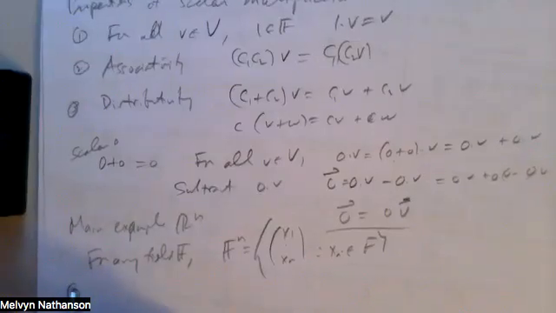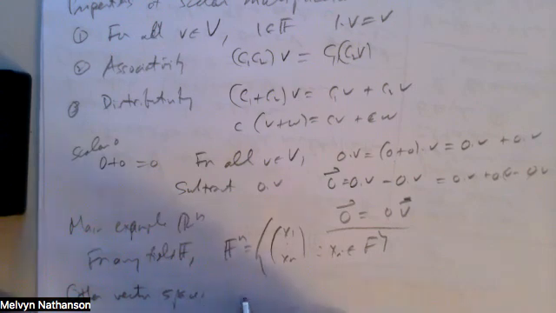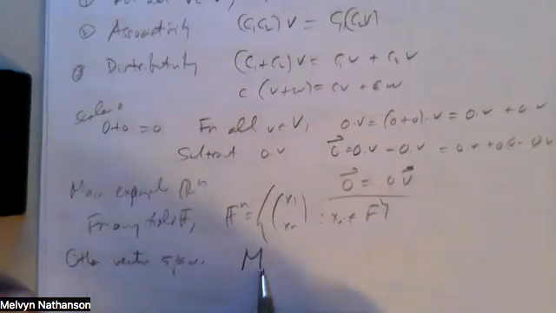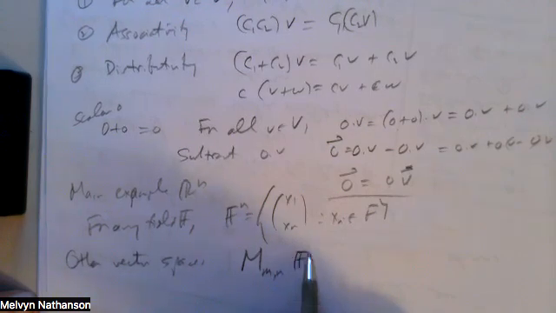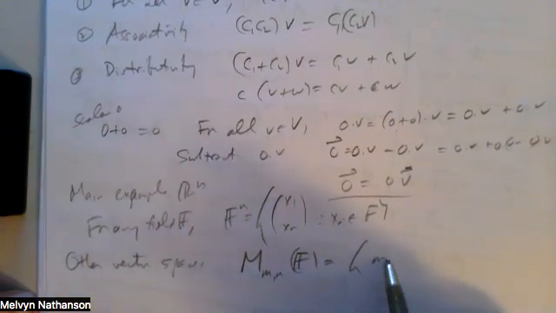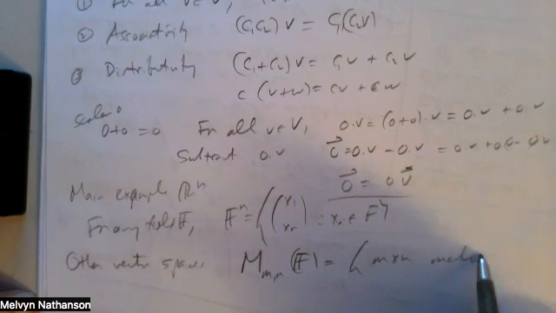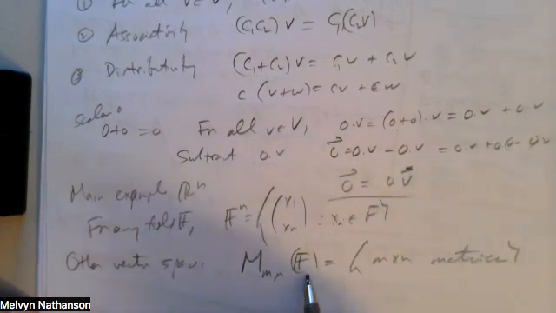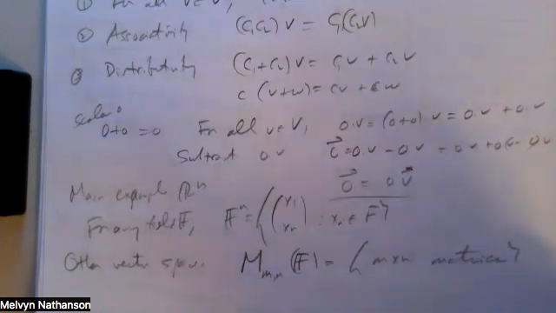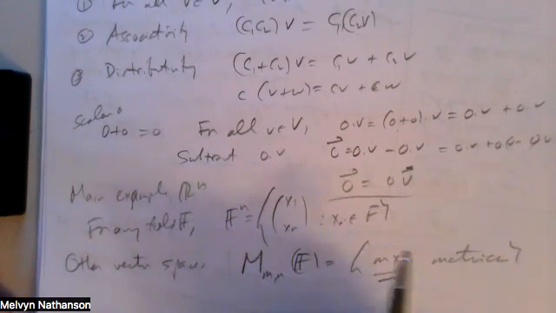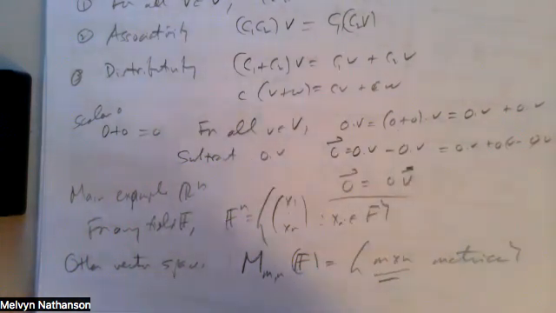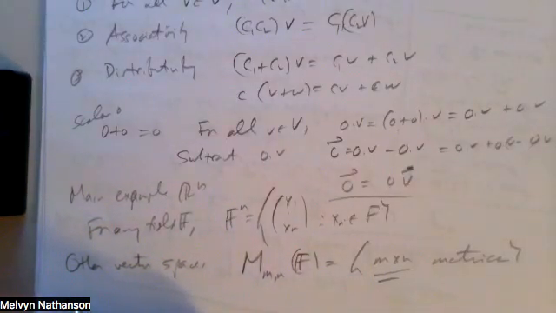What are some other vector spaces? If you take m by n matrices, so this is all m by n matrices with coefficients in R, or more generally in any field, you can add matrices of the same size, and you can multiply a matrix by a scalar by multiplying every coordinate by the scalar. That's a matrix.